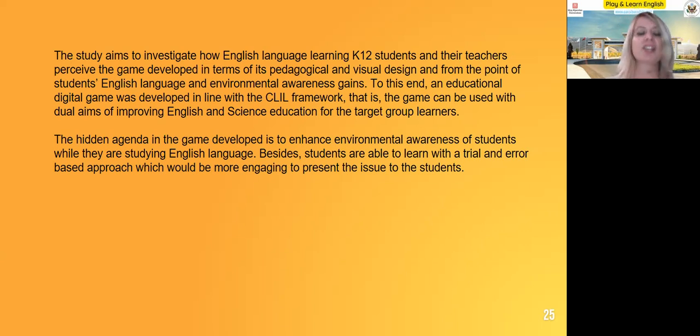To this end, an educational digital game was developed in line with the CLIL framework. That is, the game can be used with dual aims of improving English and science education for the target group of learners. The hidden agenda was dealing with the language in a meaningful, communicative way, but also enhancing environmental awareness of students, while, of course, studying English. Besides, students are able to learn with a trial and error-based approach, which would be more engaging to present the issue to the students rather than traditionally reading about it or summarizing it.